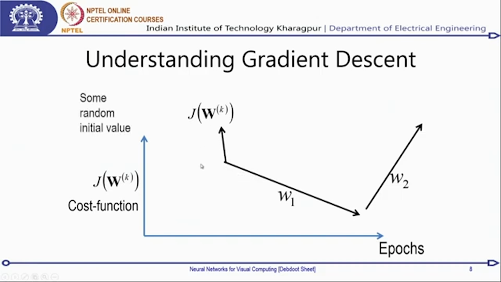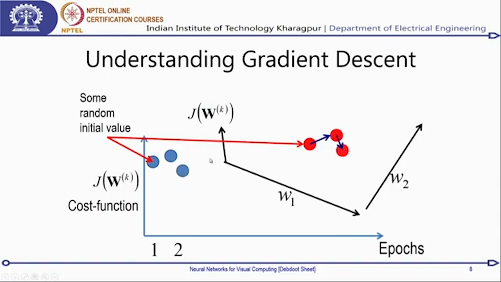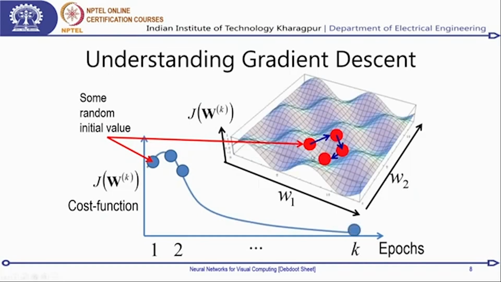Now, as we see, we start with some random initial value, and with this random initial value we will have a point on the weight space as well as in this space of epochs versus my cost. Accordingly I update, so I go down to a new value of W's, W1 and W2, based on my update rule of gradient descent. With that I get a different, lower value of cost. Accordingly, I get to my next one, and it keeps on updating, and as this whole update happens, it will come down to the minima.